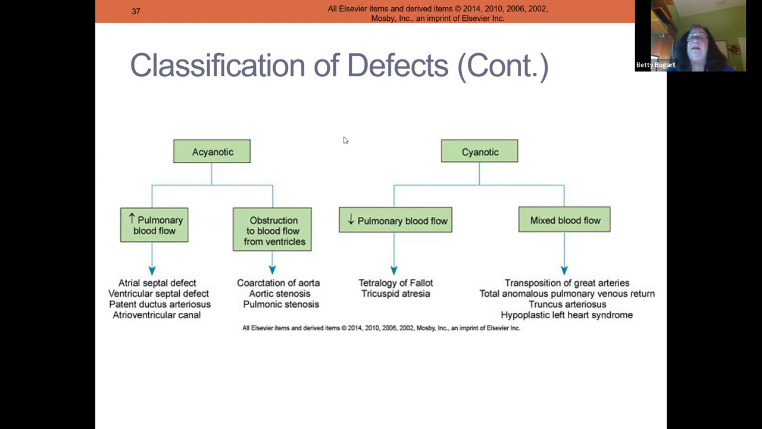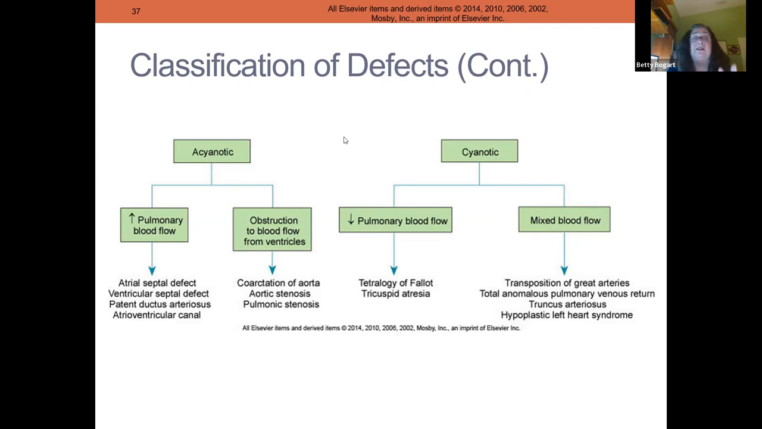The other big diagnosis is transposition of the great arteries. And this again is cyanotic. Your aorta is where the pulmonary artery should be. And the pulmonary artery is where the aorta should be, which means there's no oxygen to the body. How do we take care of no oxygen? The PDA, the patent ductus arteriosus.